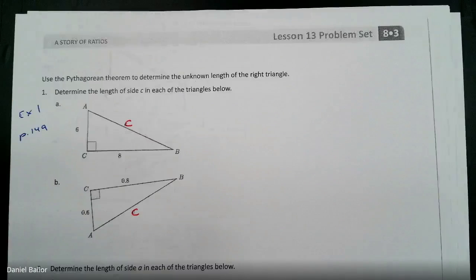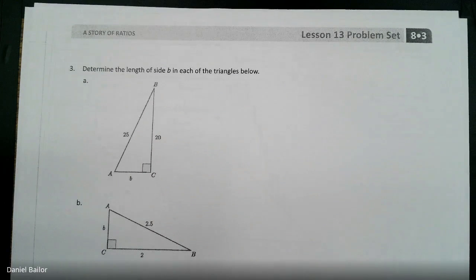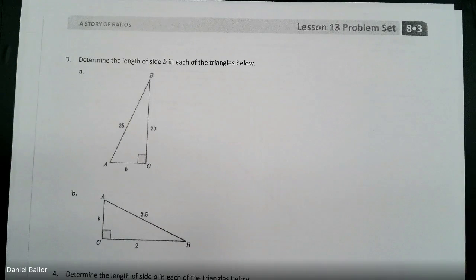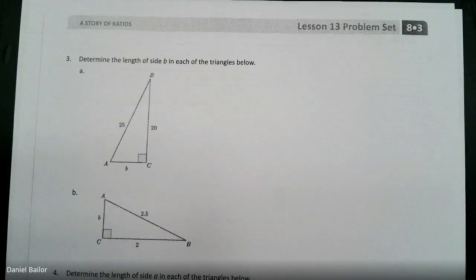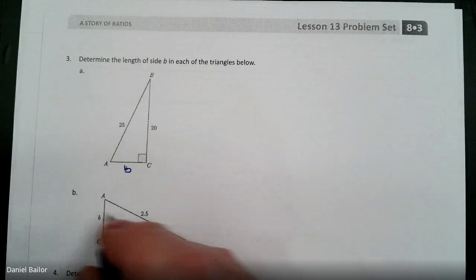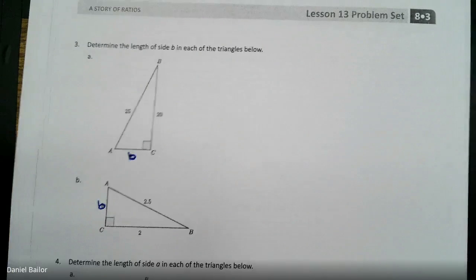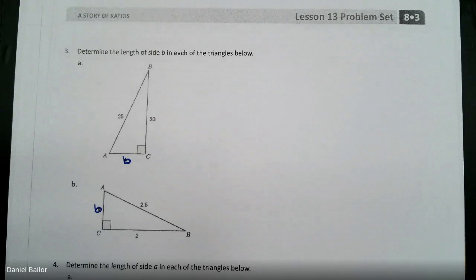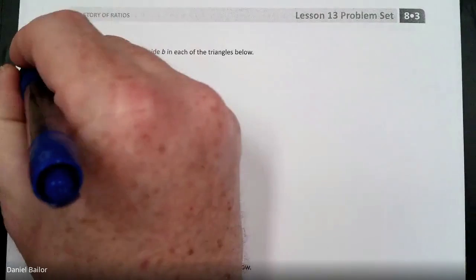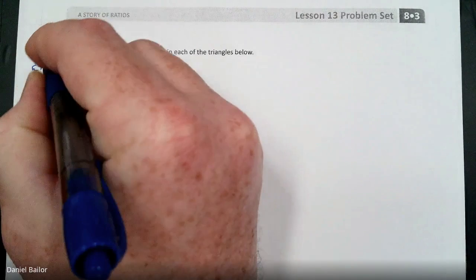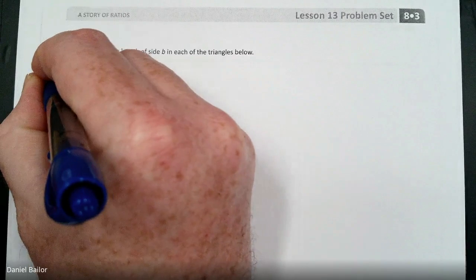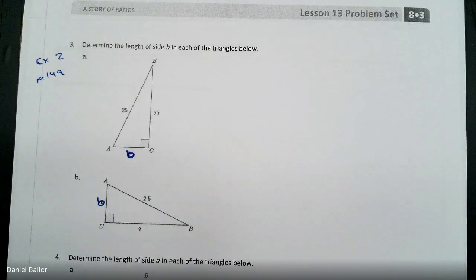The problem set continues on to page 156. Page 156 tells you that this time the leg B is missing. So this time in both of them, you have missing leg B. So it's going to be just like number 2. This time leg B is missing. And if you need help with this one, exercise 2 on page 149 will help you. Exercise 2, page 149, will show you how to use the Pythagorean theorem to find a missing leg.